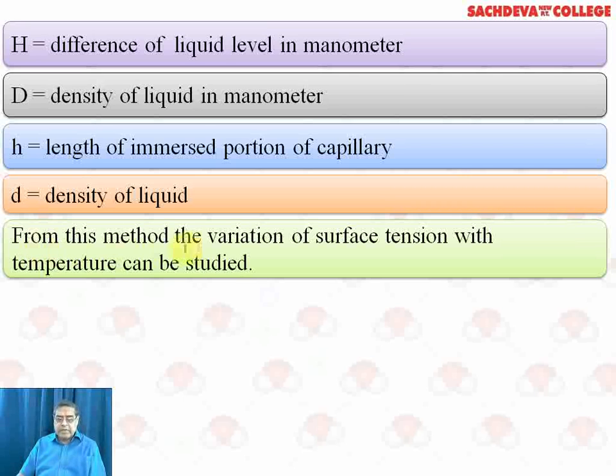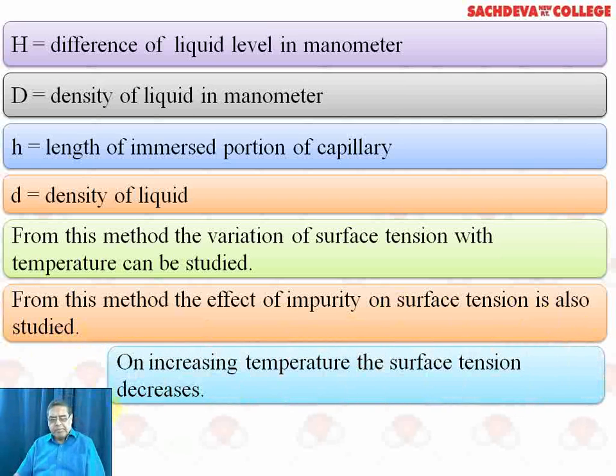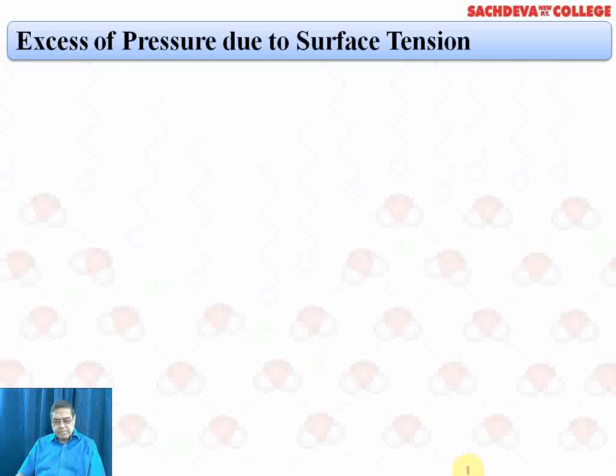From this method, the variation of surface tension with temperature can be studied. From this method, the effect of impurity on the surface tension is also studied. So we are finding here that surface tension is affected by the impurity of the substance. On increasing the temperature, the surface tension decreases. So surface tension is inversely related to increasing temperature. On mixing a soluble substance, the surface tension decreases, for example, the soap solution.